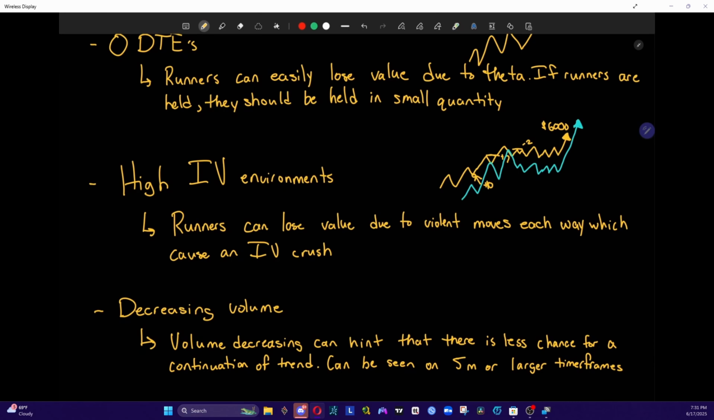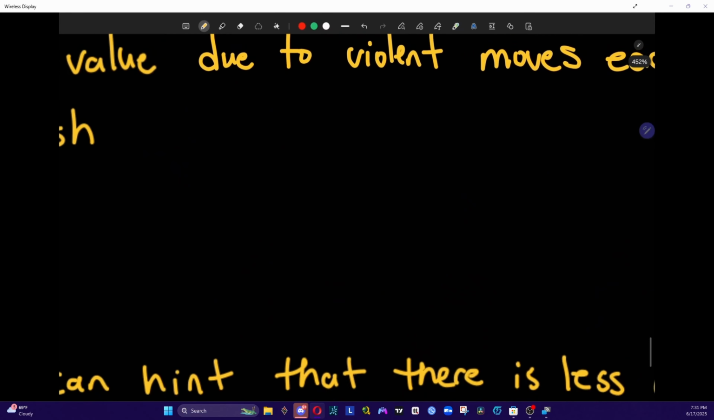Decreasing volume. We've talked about volume before, we have a live session about volume. Volume decreasing can hint that there's less chance for a continuation of the trend. This can be seen on the 5-minute, 15, 30-minute, 1 hour, whatever you use. I've talked about my personal preferences on volume. But just so I can demonstrate it for you, let's say you have calls. You bought them same over here. Let's say you bought 10 contracts, right?